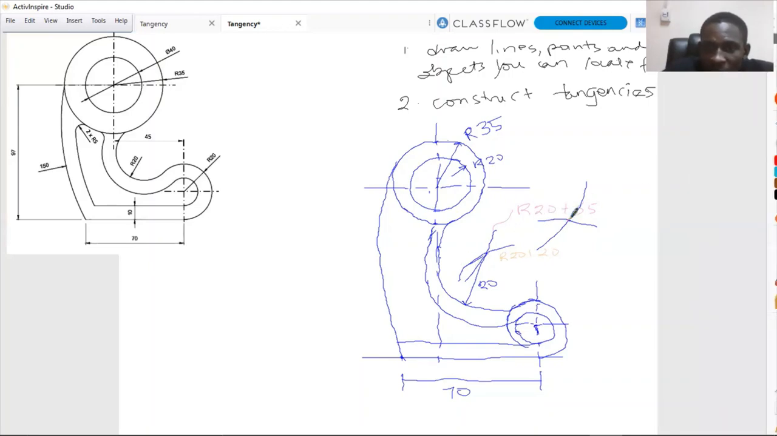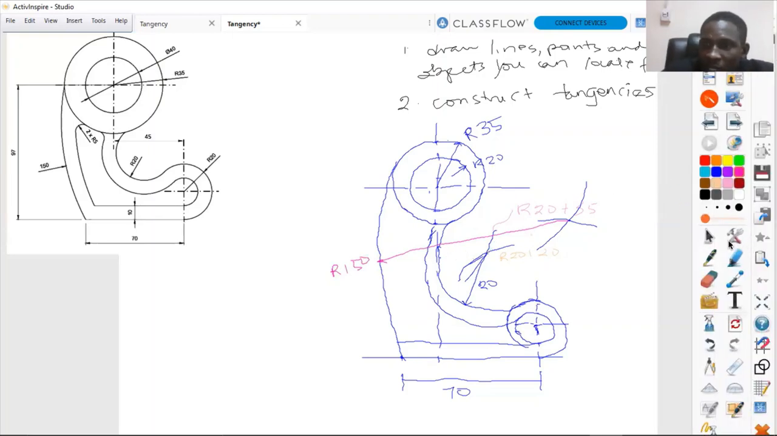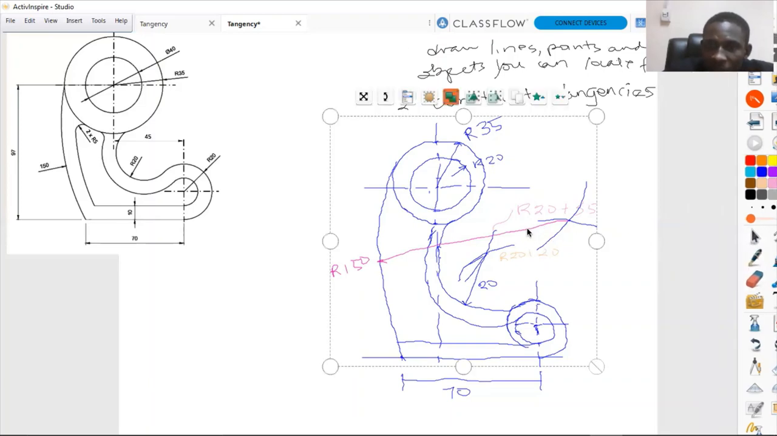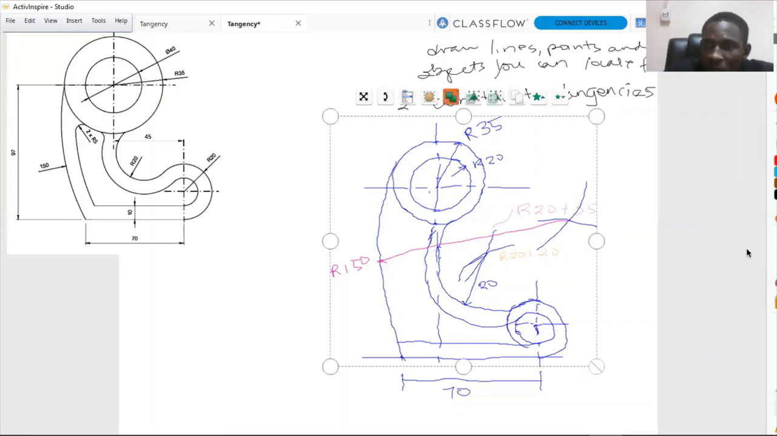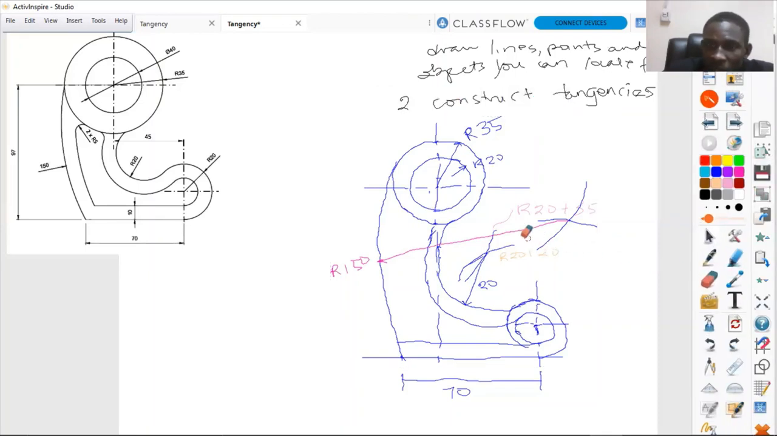From this to this is what we have as R150. Okay, it's actually bad practice to draw it here. But let me remove this. So I'll move it to the left.